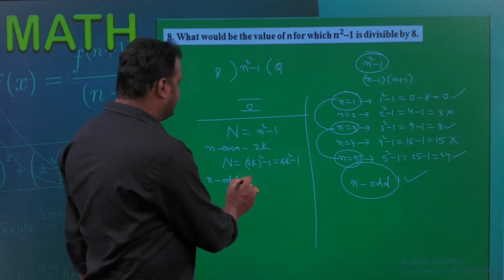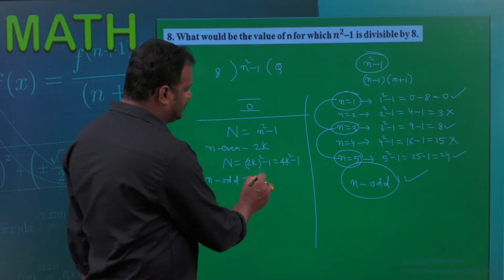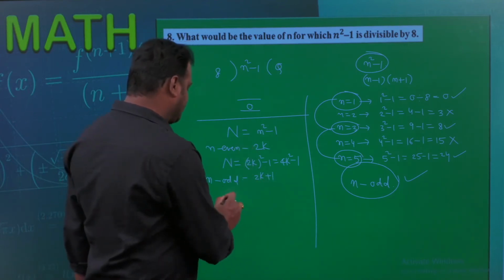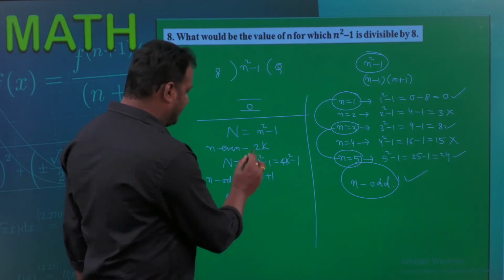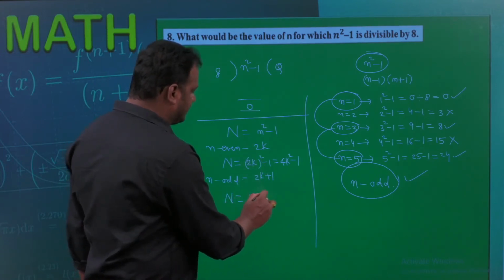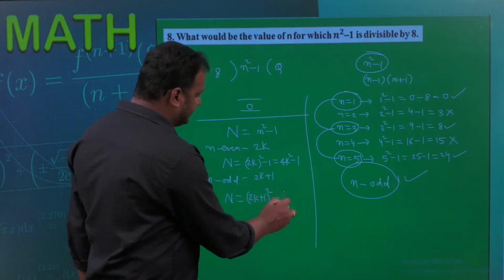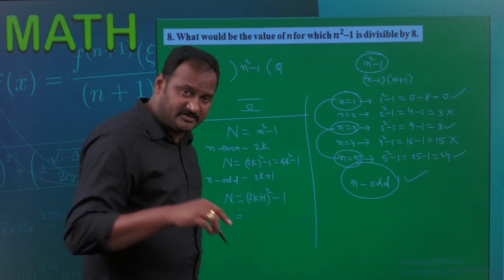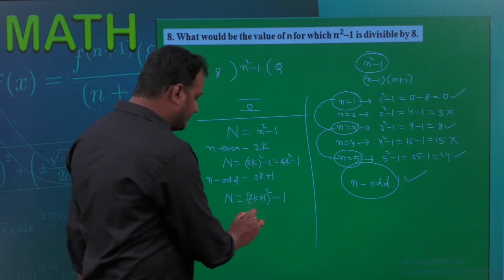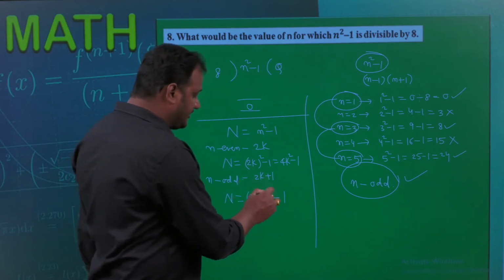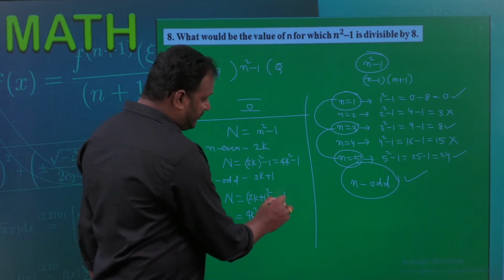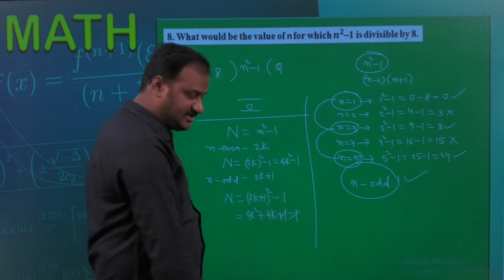When n is an odd number, what kind of numbers are odd numbers? 2k plus 1 or 2k minus 1 are odd numbers. If you substitute, n square minus 1 becomes (2k plus 1) whole square minus 1. (2k plus 1) whole square is in the form (a plus b) whole square: a square, (2k) whole square, equals 4k square, plus 2ab, 2 into 2k into 1, equals 4k, plus b square, 1 square equals 1, and minus 1 is also there, so minus 1 plus 1 cancel.